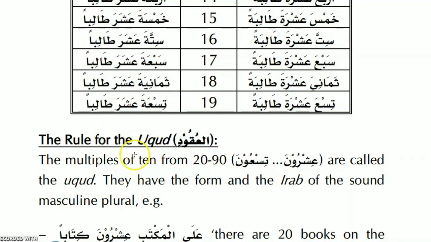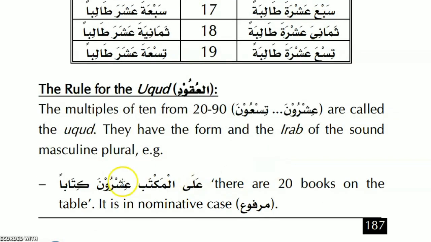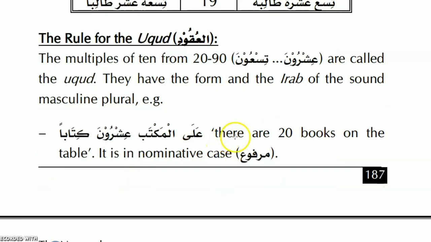See what is being said over here. The multiples of 10, like 10, 20, 30, are called uqud. It will be masculine plural, that is, muzakkar and plural. So we can say 20, 30, 40, 50. For example, على المكتبة 20 كتابا. There are 20 books on the table. It is a nominative case.